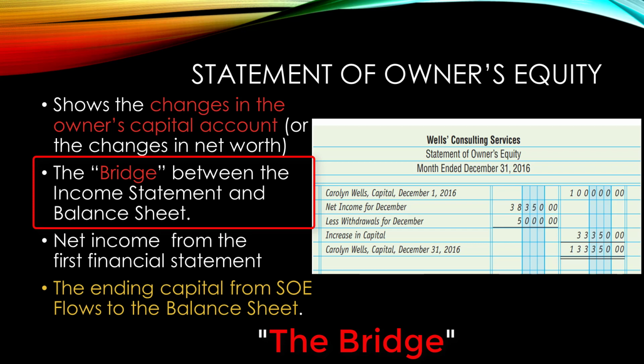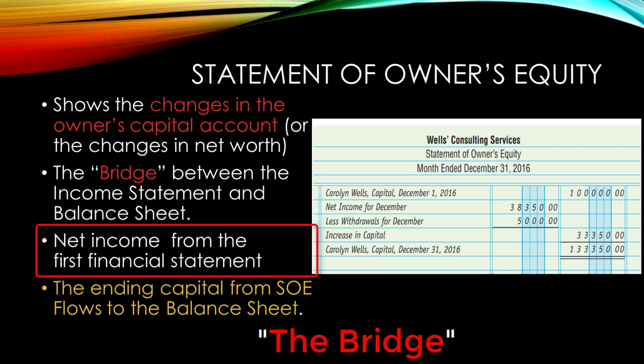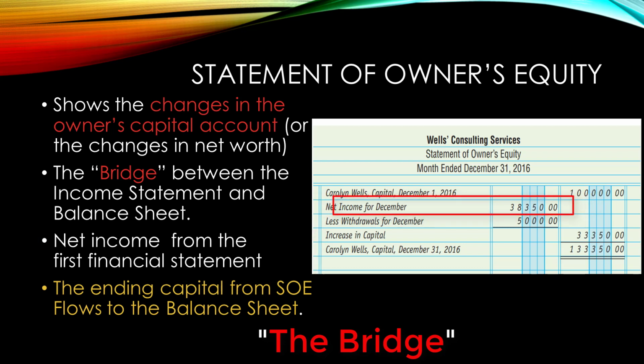Why is this prepared second? Because the net income from the first financial statement is carried over and needed on this second financial statement. That is, the net income from the income statement is used to increase the owner's net worth.